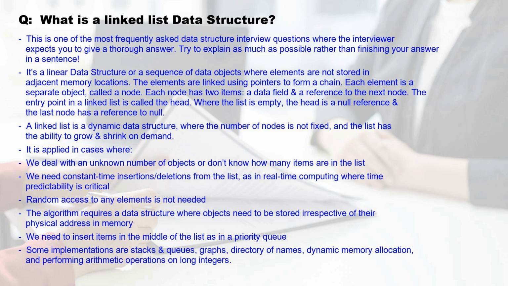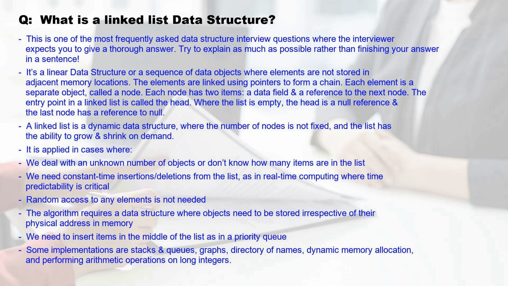It's a linear data structure or a sequence of data objects where elements are not stored in adjacent memory locations. The elements are linked using pointers to form a chain. Each element is a separate object, called a node. Each node has 2 items, a data field and a reference to the next node. The entry point in a linked list is called the head. Where the list is empty, the head is a null reference, and the last node has a reference to null.